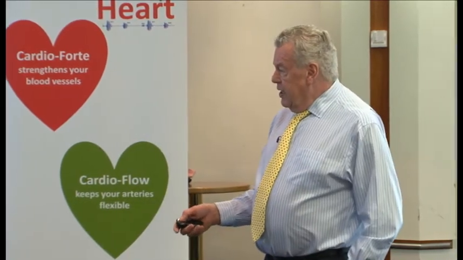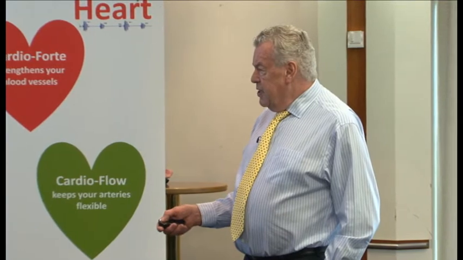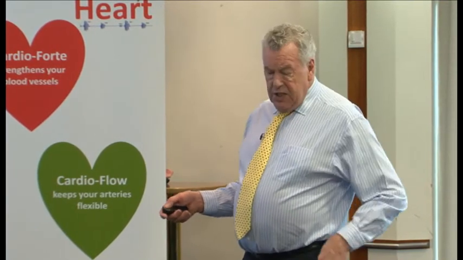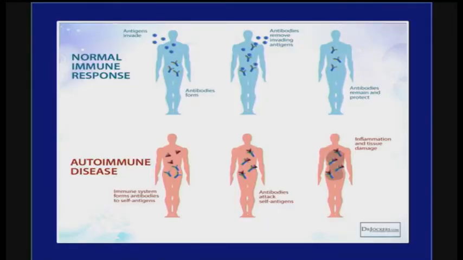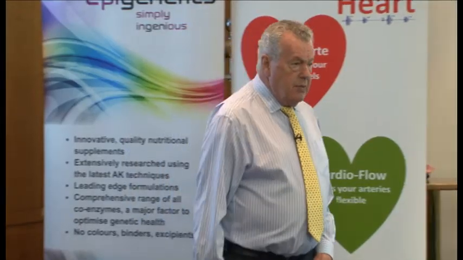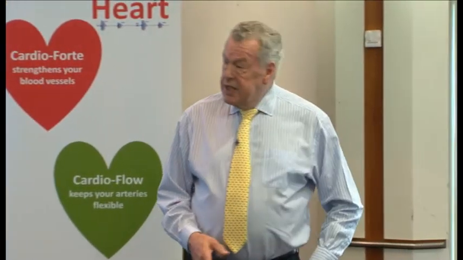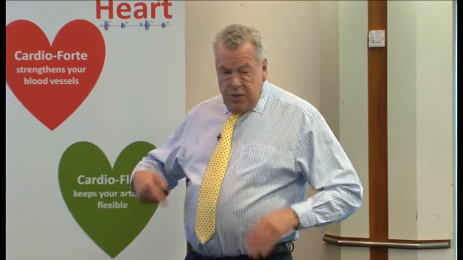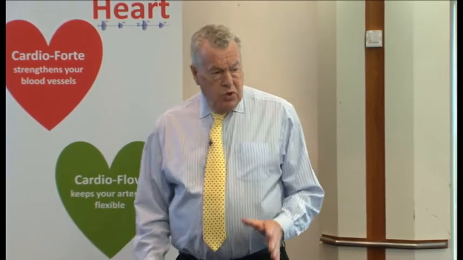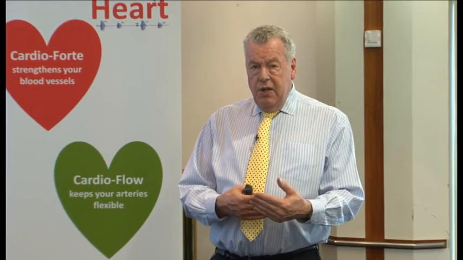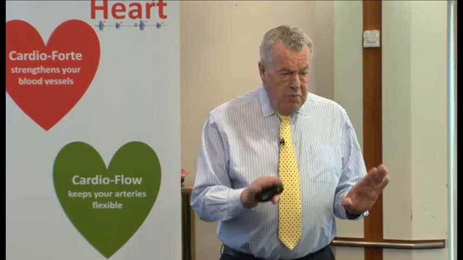In autoimmune disease, the immune system forms antibodies to self-antigens. In other words, it's producing antibodies against its own tissue. The antibodies attack the self-antigens, and then inflammation and tissue damage ensue and create irreversible pathology sometimes. And unless it's treated, it becomes progressive, and most autoimmune diseases get worse and worse and worse, although some do seem to last for a few years and then so-called burn themselves out.